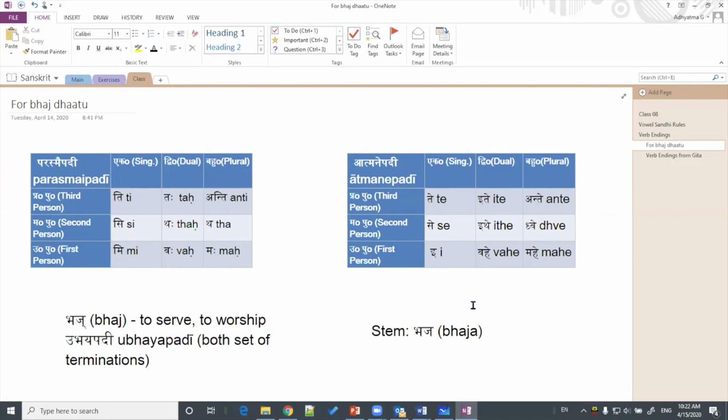So now I'll give you some examples from the Gita.